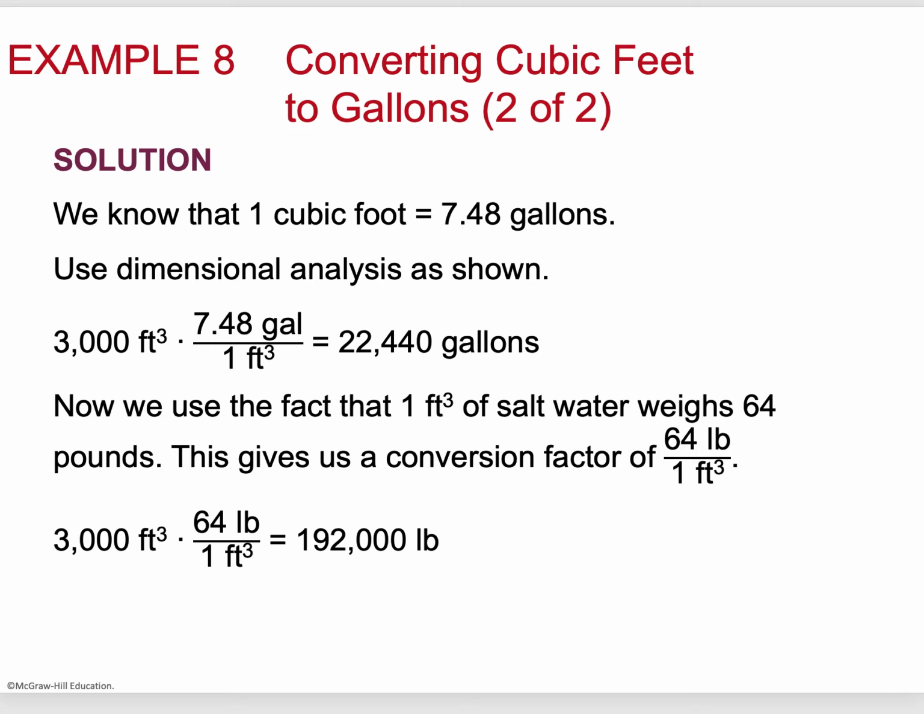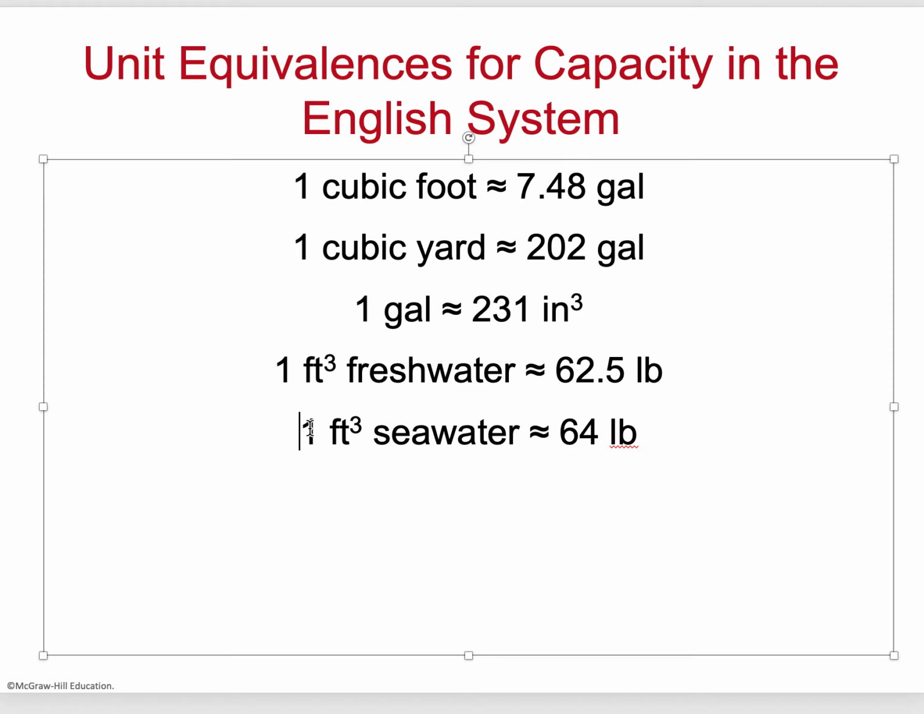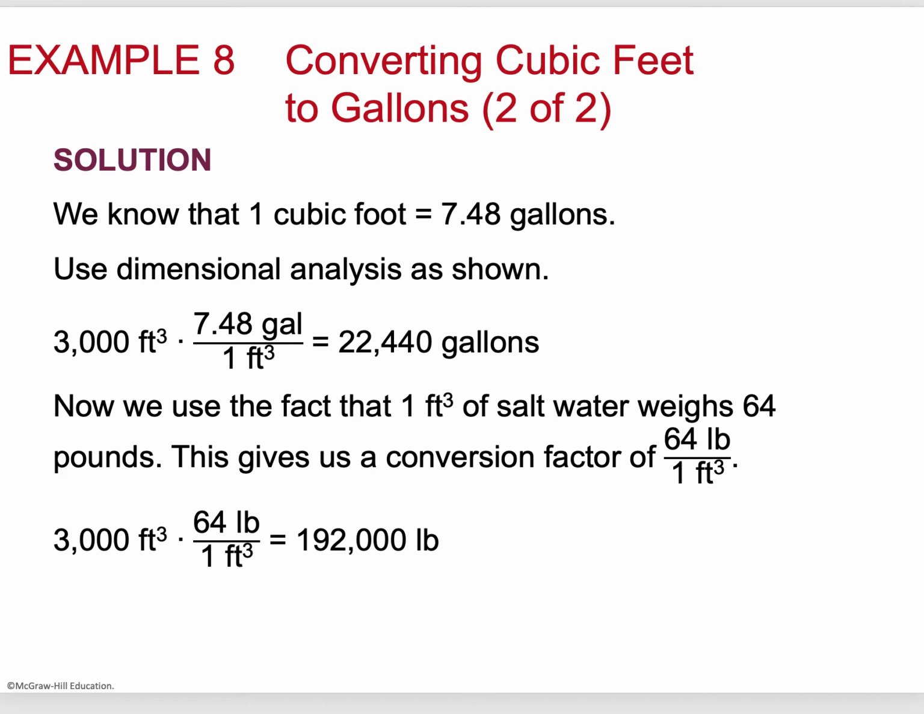Now that I know that, I have to figure out, well, what does it weigh? Well, there's a conversion factor, if you go back into the lesson, that gives you converting from 1 cubic foot of seawater is 64 pounds. Now, if it's salt water, we would consider that basically to be seawater. So we're going to use that conversion factor, and we're going to be able to get to 192,000 pounds. That's a lot of weight, right? It's kind of crazy.